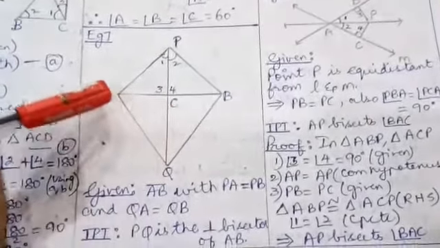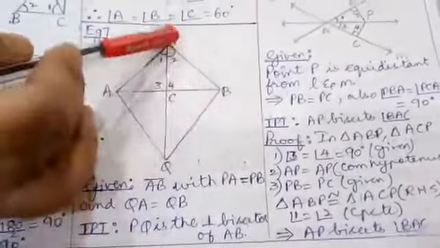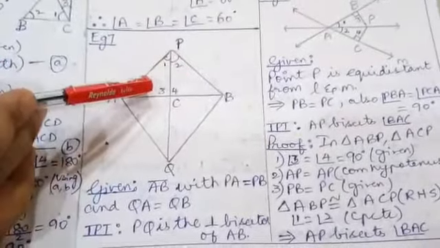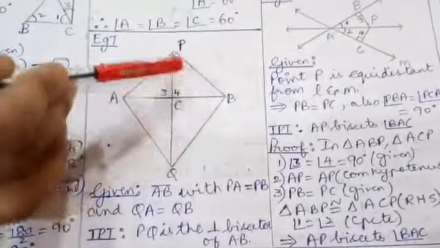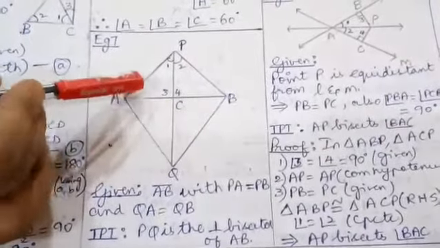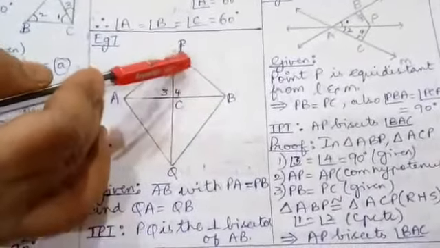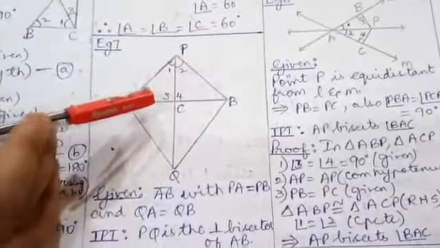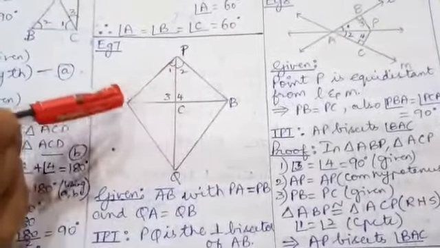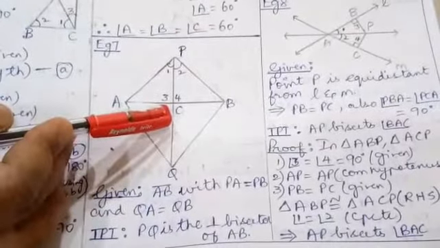So what do we have? AP of this triangle equals BP of this triangle. That's given to us. Angle 1 of this triangle equals angle 2 of this triangle. And PC is the side common to both the triangles. So see here, two sides included angle 1, two sides included angle 2. So by the SAS congruence criterion, triangle APC is congruent to triangle BPC.